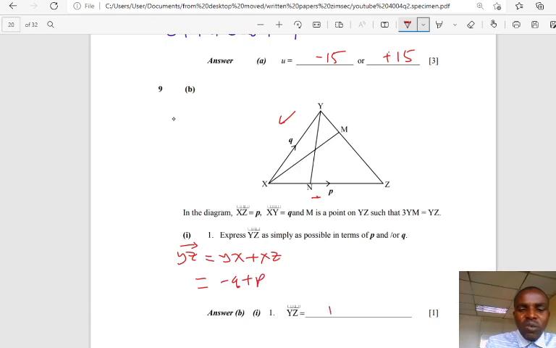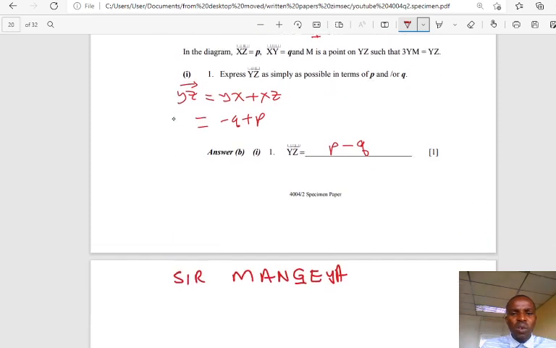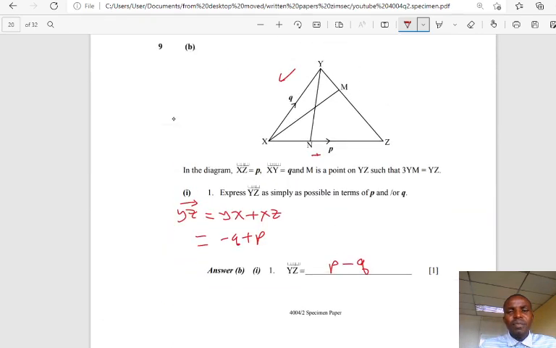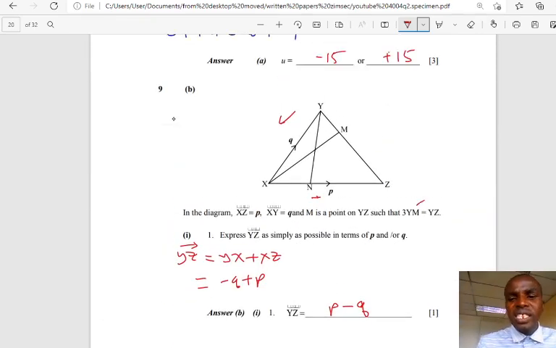Then when writing, start with the positive. It will be p minus q. Always start with the positive, unless maybe they are all negatives, in which case you have no option. But always start with the positive to avoid errors and confusion when working with negative numbers. Then part B(ii): express YM as simply as possible in terms of p, q, and or. YM, let's go up here. There's a statement here, and we have found YZ here.